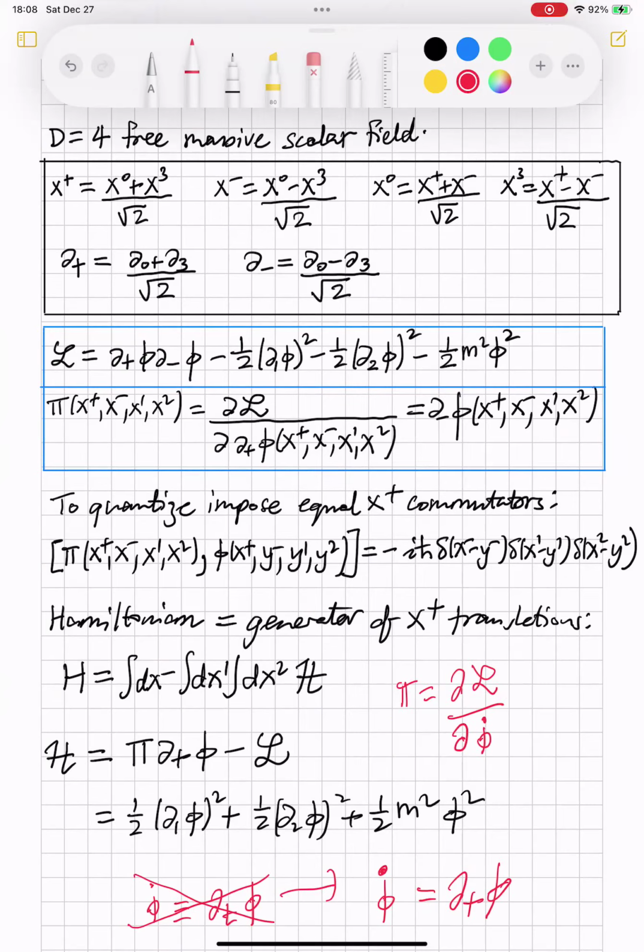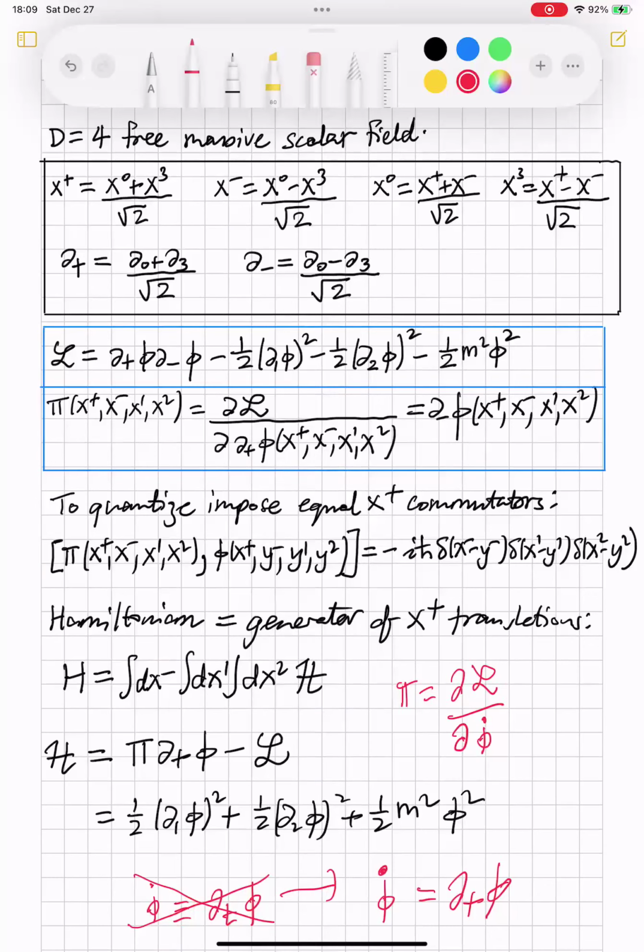And we worked out what the conjugate momentum was. That was d minus phi. To quantize, we wanted to impose the equal x plus commutators. So we took pi at x plus and phi at x plus, and they were at different points in the minus, 1 and 2 directions. And when you calculate that equal x plus commutator, you get minus i h bar. And then there's a delta function setting the extra coordinates, the x minus equal to y minus, the x1 equal to y1, and the x2 equal to y2. So that's how we would quantize the theory.